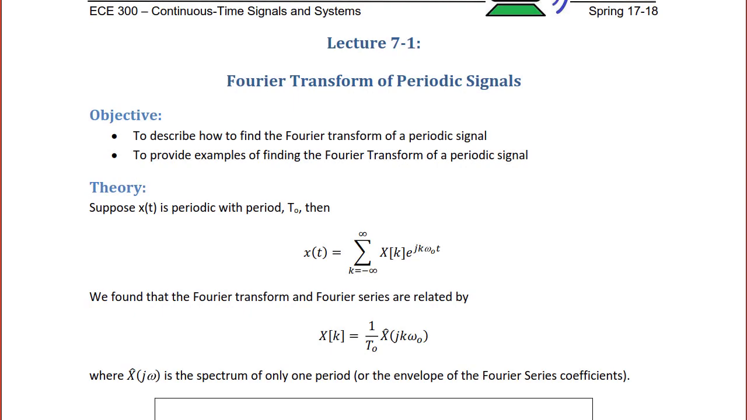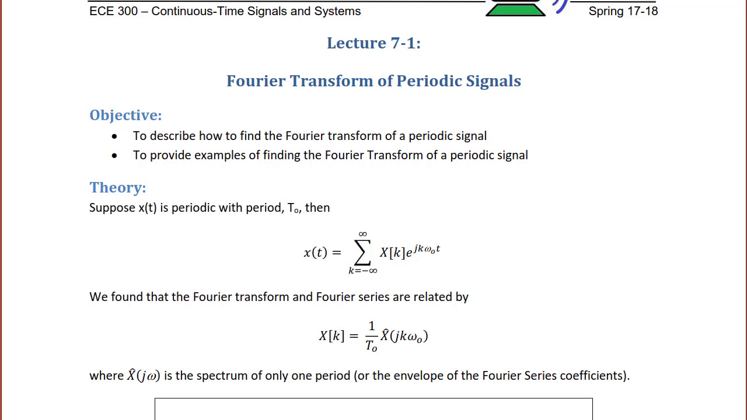Hello and welcome back. Lecture 7-1, Fourier Transform of Periodic Signals. The objectives for today's lecture are to describe how to find the Fourier transform of a periodic signal and then to provide examples of finding the Fourier transform of a periodic signal.